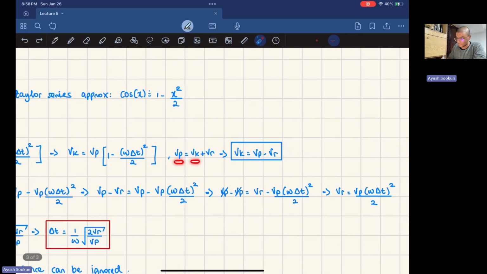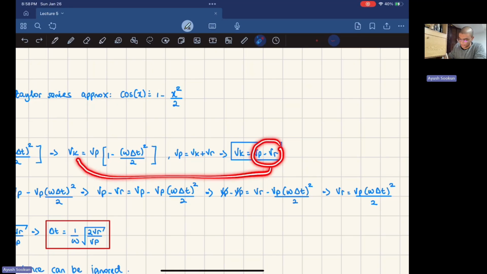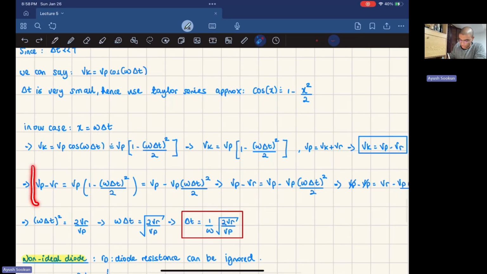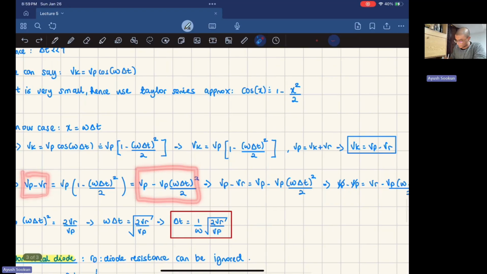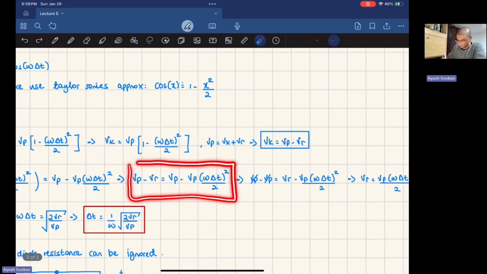Again, Vp is Vk plus Vr. The summation of Vk and the ripple voltage gives you your peak voltage. But in this case, I want to replace Vk with Vp and Vr. So I'll isolate for Vk, and I get that Vk is Vp minus Vr, and I'll plug that in for Vk. So my expression comes right here. Now all I do is distribute this Vp into the brackets here, and I have Vp minus Vp times this thing. So Vp minus Vr is equal to this thing that's going on here. That's what I wrote right here to clean things up.